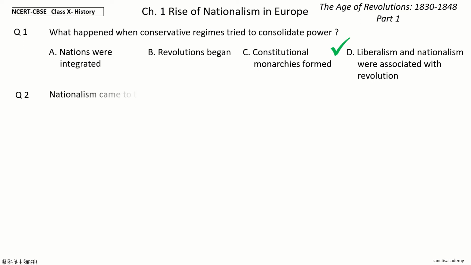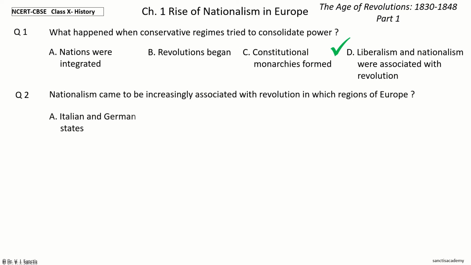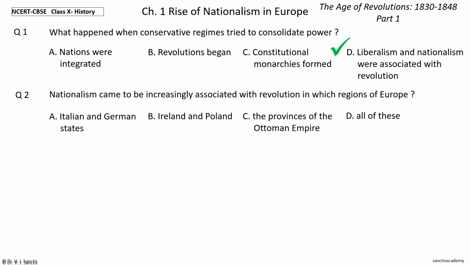Question 2. Nationalism came to be increasingly associated with revolution in which regions of Europe? The options are Italian and German states, Ireland and Poland, the provinces of the Ottoman Empire, all of these. Your time to choose. And the answer is all of these. So, nationalism came to be increasingly associated with revolution in Italian and German states, in Ireland and Poland, and in the provinces of the Ottoman Empire.